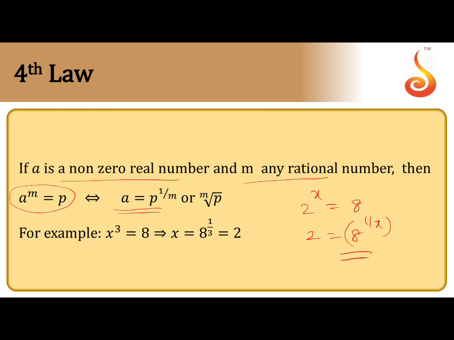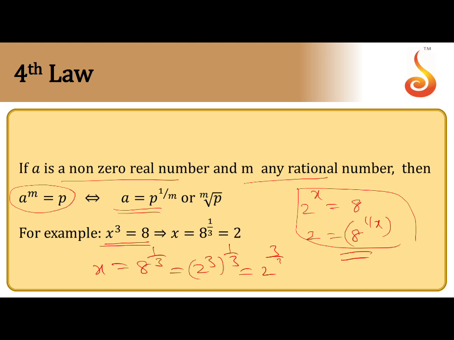Now let us come to this example. x cube is 8. Then what is the value of x? x is 8 power 1 by 3. According to the property, x equals 8 power 1 by 3. You can write 8 as 2 cube whole power 1 by 3. Now using the laws, 2 power 3 by 3, that is 2 power 1, which gives 2. So this is the answer for this one.